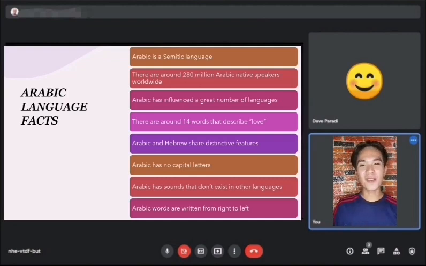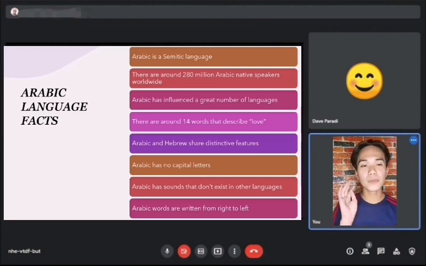Arabic has influenced a great number of languages, so do not forget that, including most European languages as well as Asian and African languages. English has many Arabic loanwords such as alcohol, algebra, algorithm, average, candy, caravan, cotton, giraffe, guitar, jar, lemon, lilac, magazine, sugar, and so on.